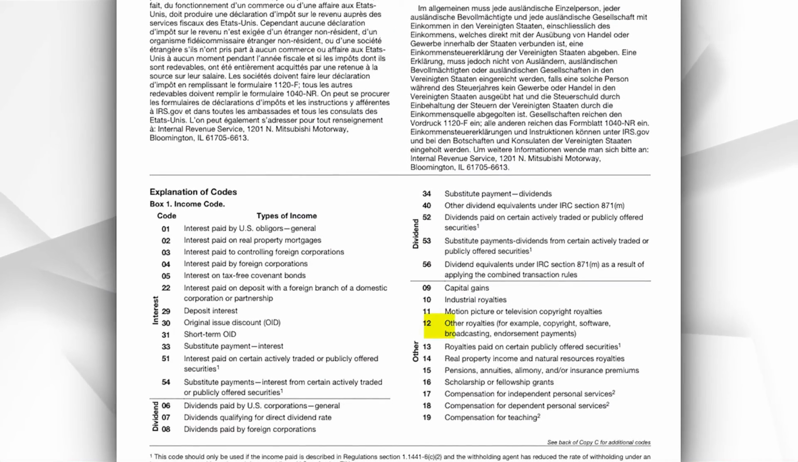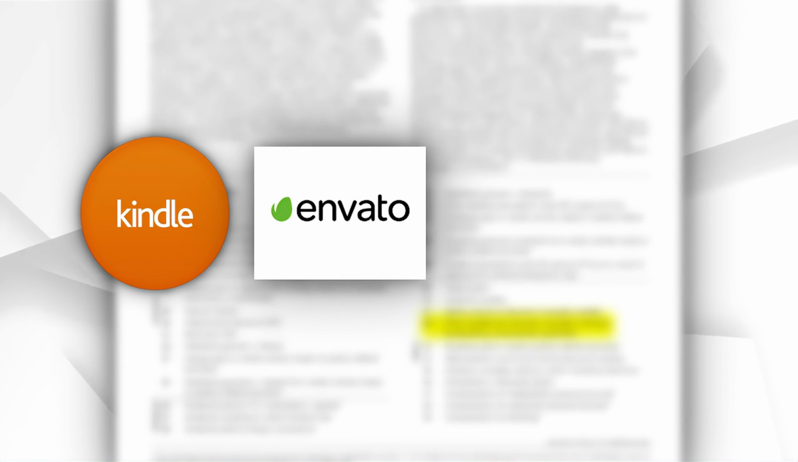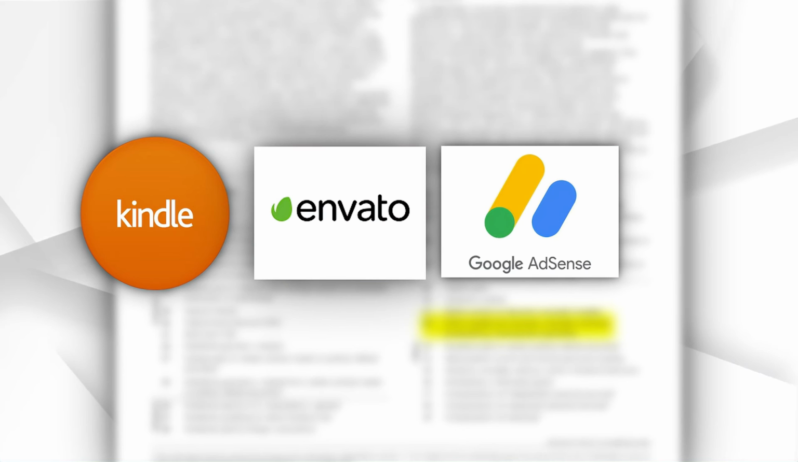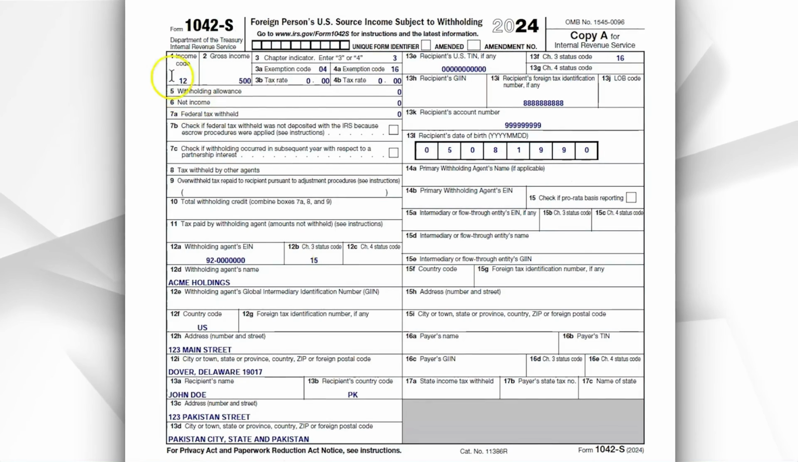Income code 12, when you look at it from here, it says other royalties, for example, copyright, software, broadcasting, endorsement payment, and all of that. So if you're receiving royalties, and you're from Pakistan, or you're receiving royalties in general, and it's not motion picture or television copyright royalties, just other royalties, such as those who sell on Kindle or Envato. I mean, even AdSense and all of that, if it's subject to royalty withholding, then you're going to see code 12.